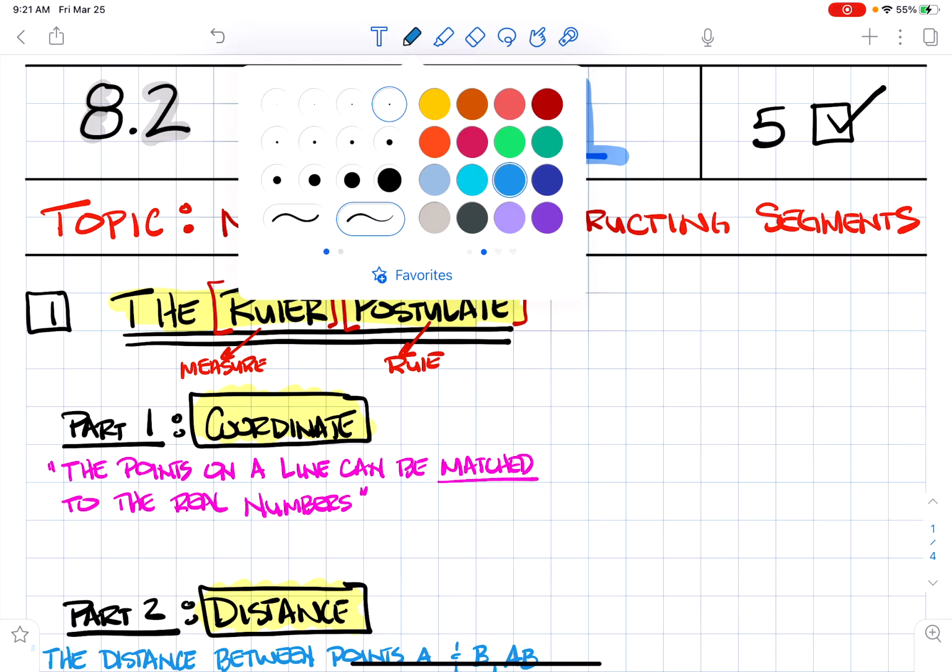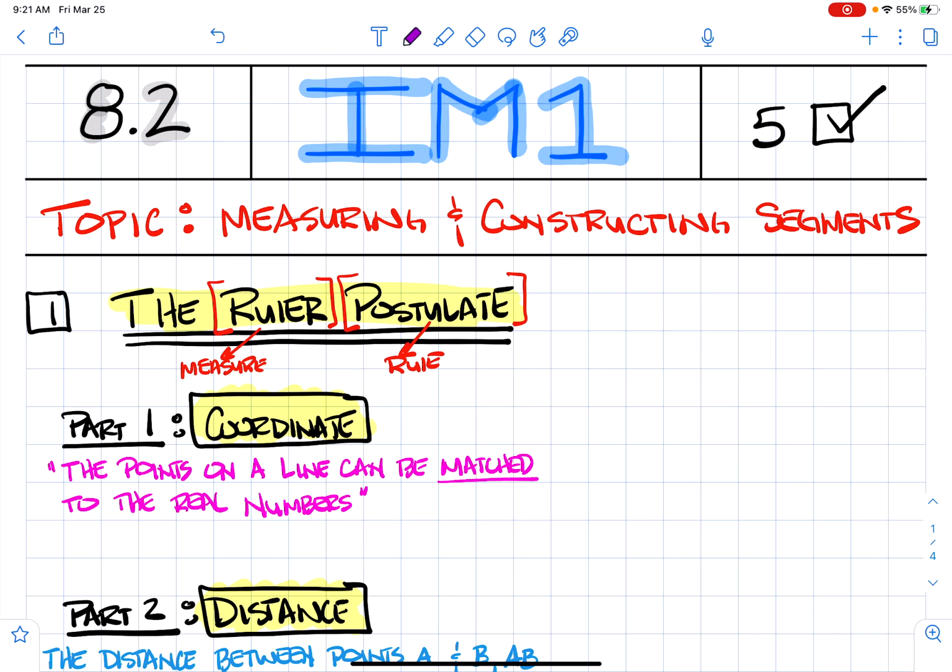Okay, the first idea here that we're going to talk about is something called the ruler postulate. When we think about a ruler, we think about something that is measurable. So the ruler postulate means that we're going to measure something, and postulate just means a rule. So we're going to measure something using a rule.